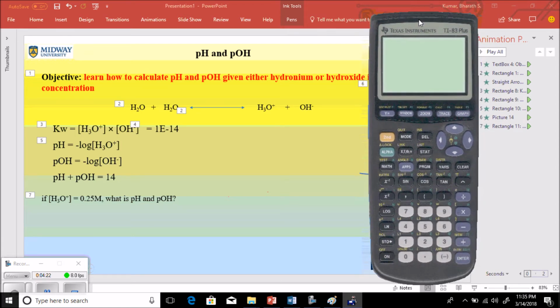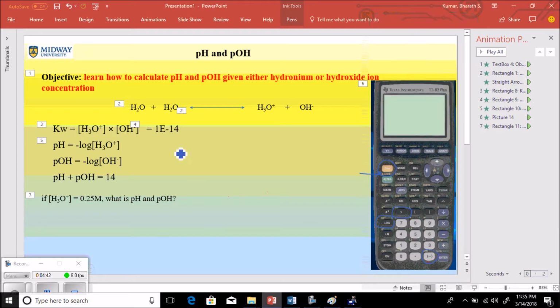The question says it's giving you the hydronium ion concentration, and it's asking you to find pH and pOH. The good thing is, with the hydronium ion concentration, finding pH is very easy. All you have to do is pH equals negative log of whatever the hydronium ion concentration is. So we're using this equation right here to find pH, because we already know this information.